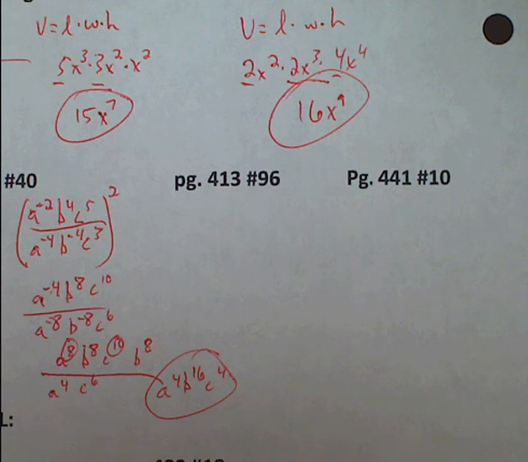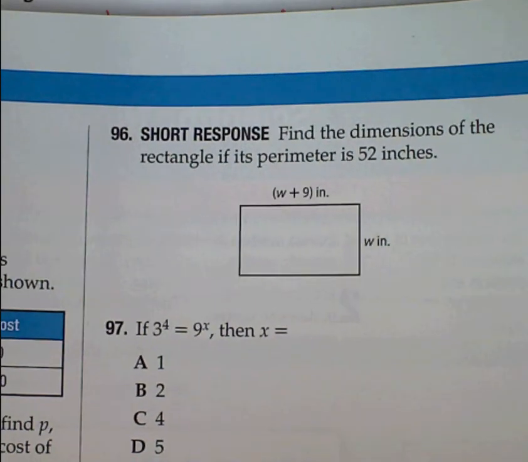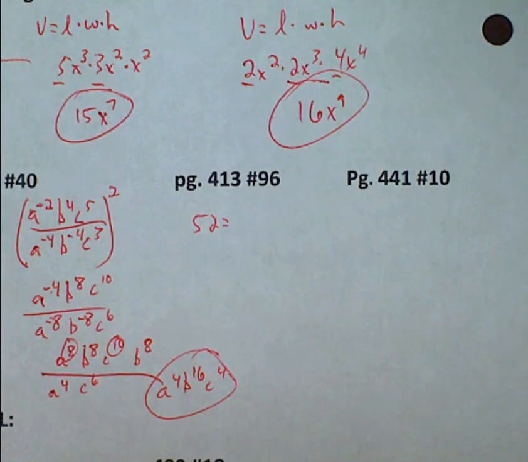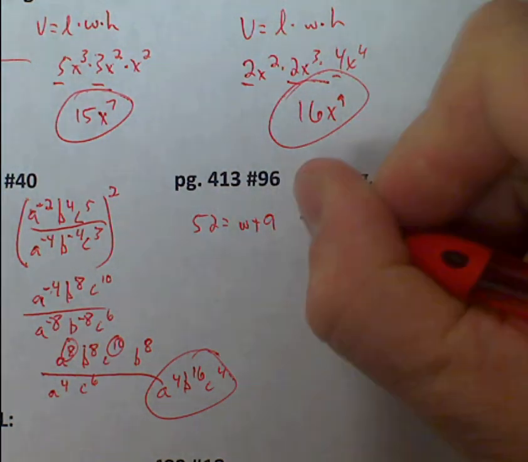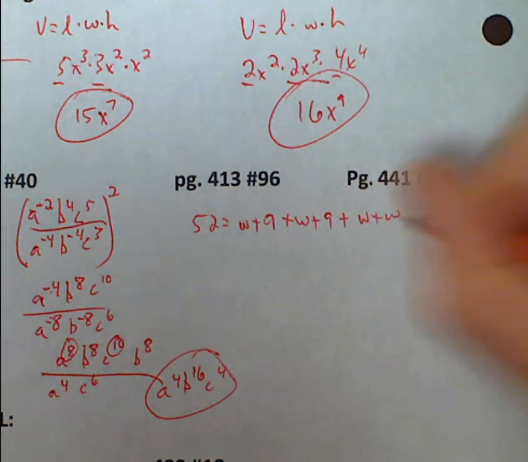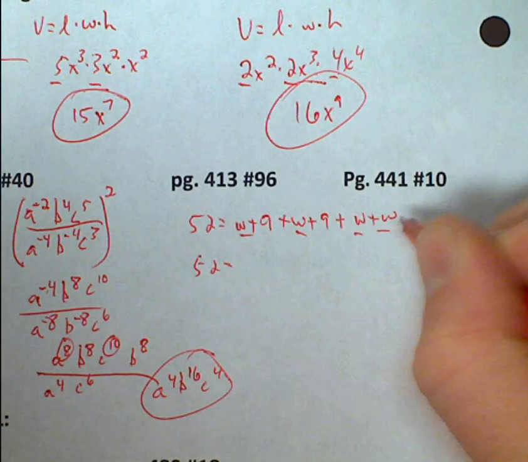Page 413. Number 96 says find the dimensions of the rectangle if the perimeter is 52. So perimeter means I have to add up all the sides. W plus 9 is one of my sides, so I have another W plus 9, and then my other side is W, so I have another W. So I need to add up all of those sides. 1, 2, 3, 4 W's.